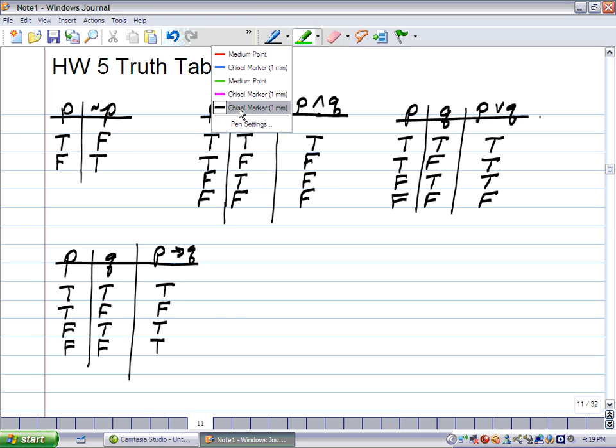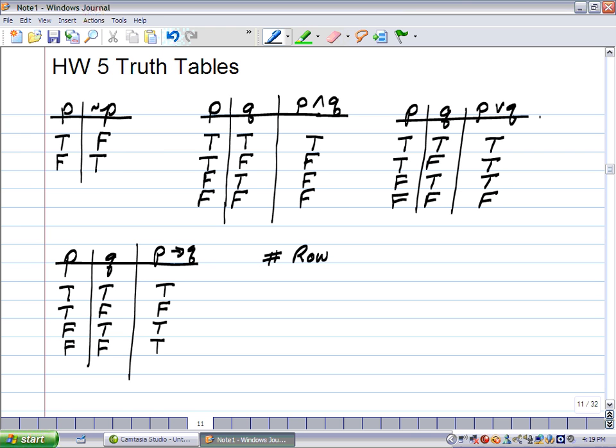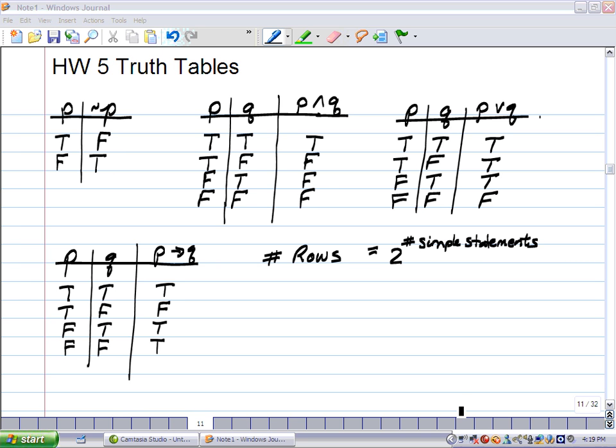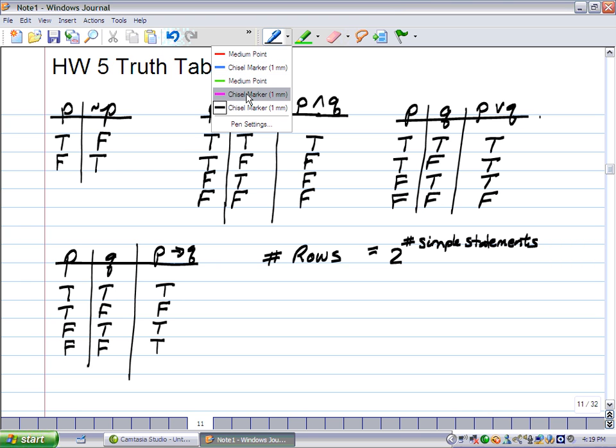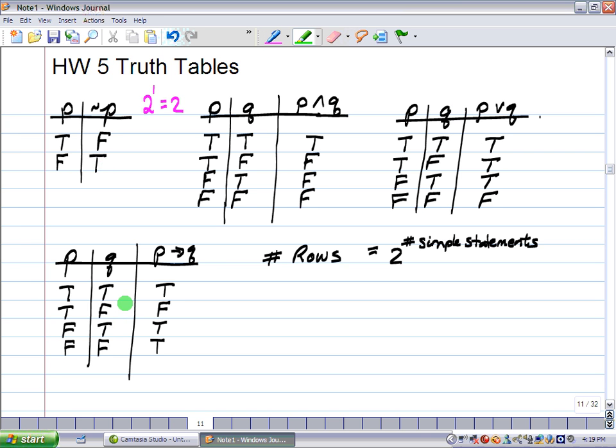Okay. We want to figure out how to get these rows in here, and in general, the number of rows equals 2 to the number of simple statements. The simple statements, remember, are signified by the letters. So in this first example, it's not really an example, it's a table that we're using. There's one letter, P, so 2 to the 1 is 2, and sure enough there are 2 rows. In these three, there are how many letters? 2, P and Q, 2 to the 2 is 4, and sure enough, there are 4 rows.